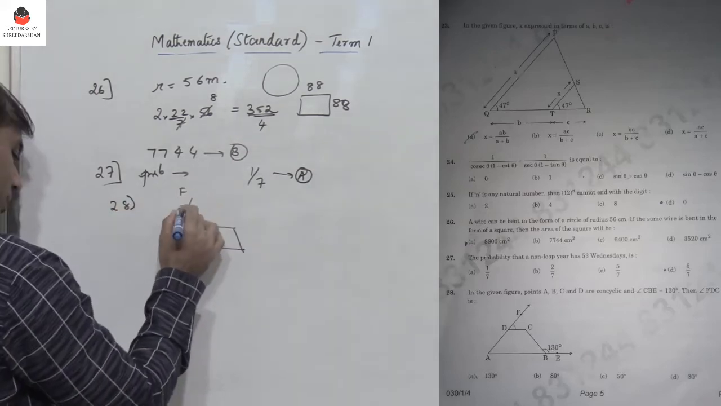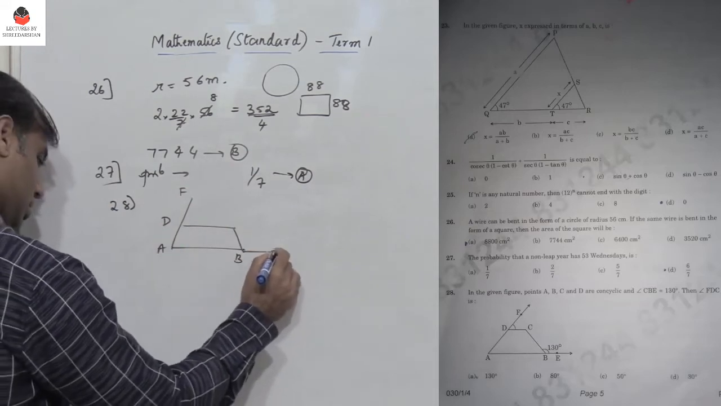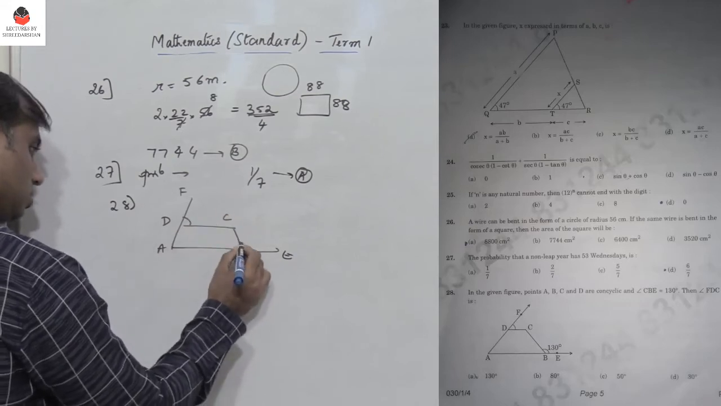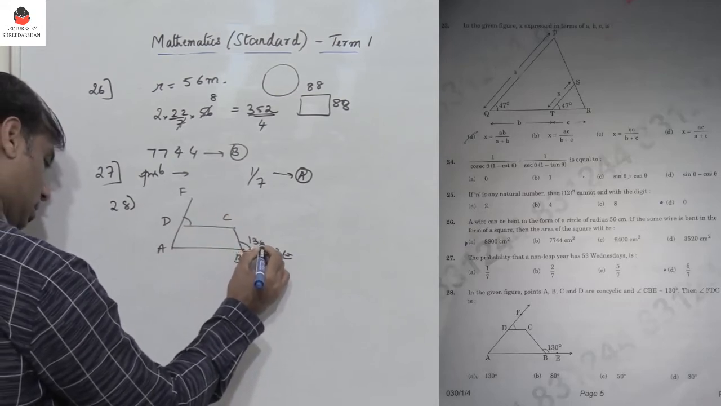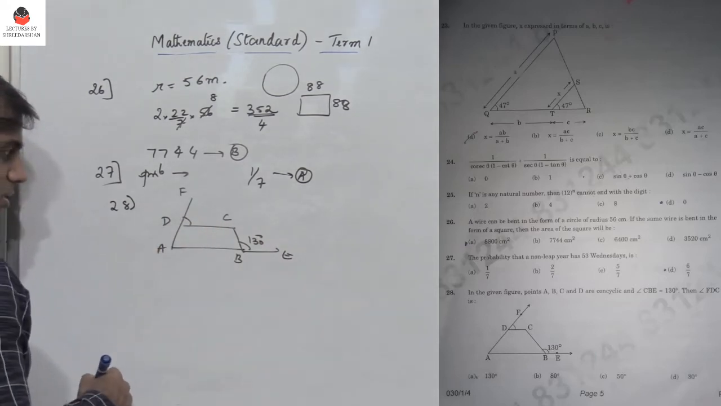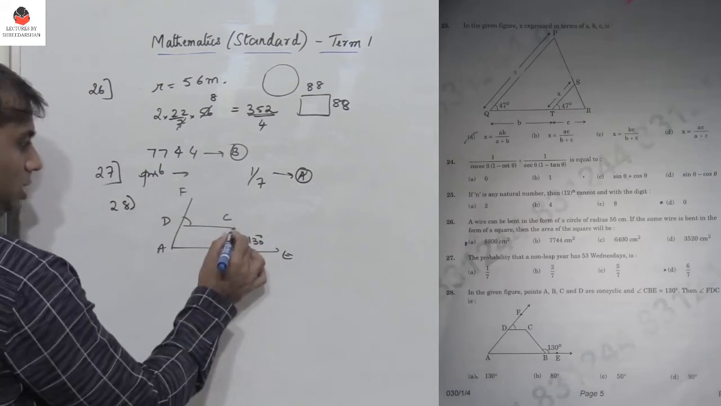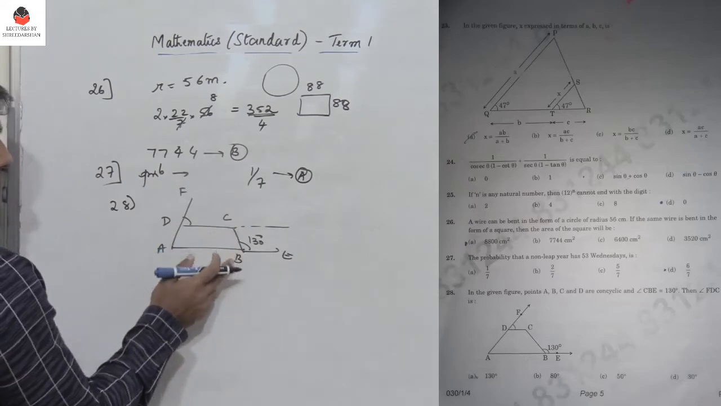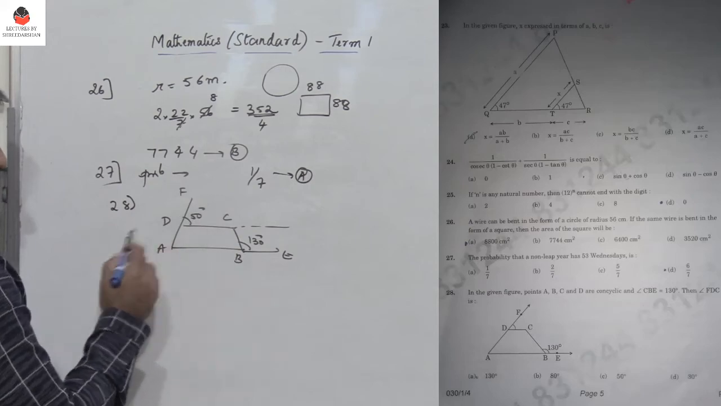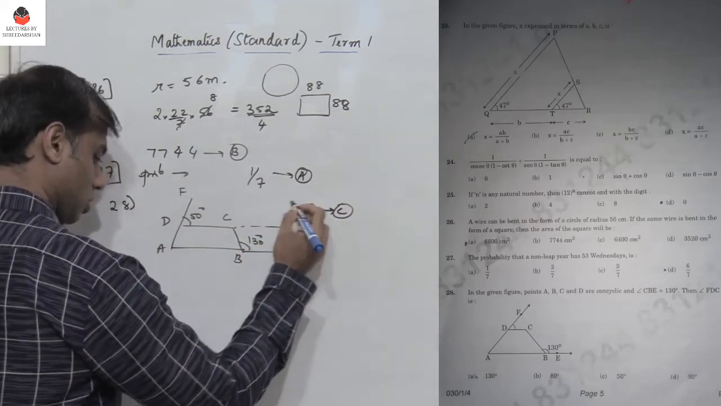28th, F, D, A, B, E, and this is C, right? So this is 130 degrees. So A, B, C, D are concyclic, right? So if A, B, C, D are concyclic and angle C, B, E is 130, you extend it, you will be able to find that this angle is 50. So this again is going to be 50 degrees, so that the sum of these two is 180. So the option is 50 degrees, which is option C.